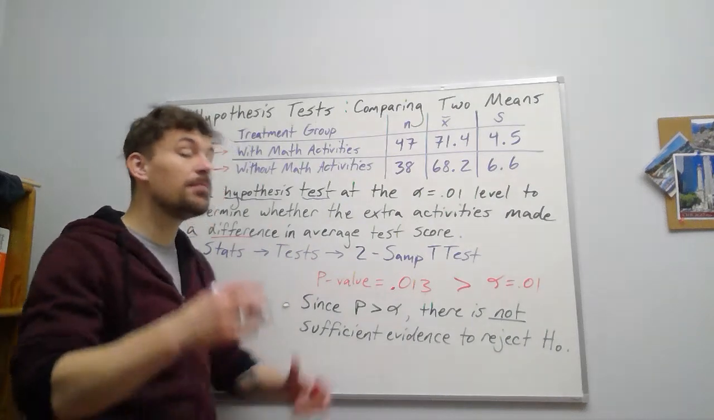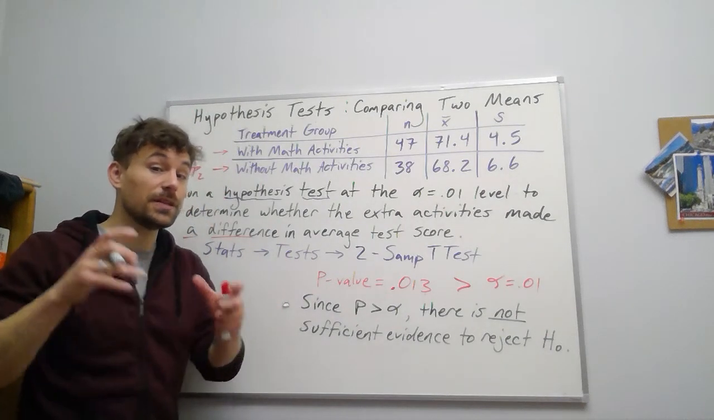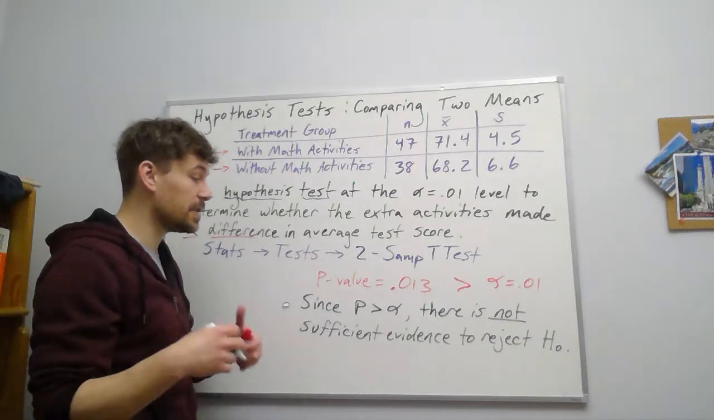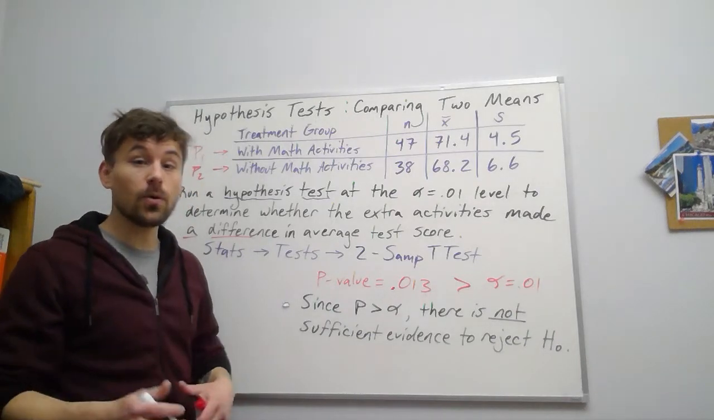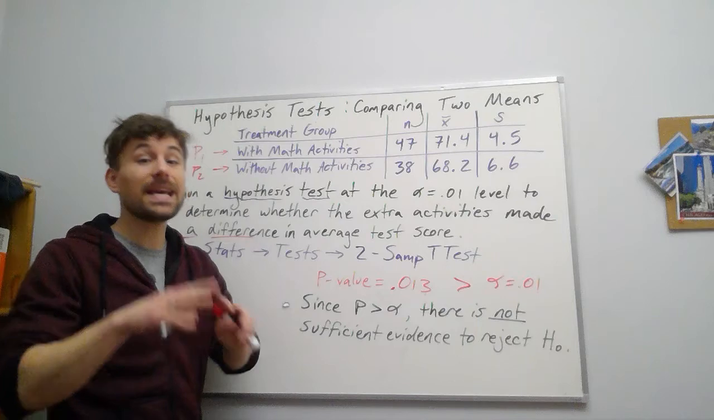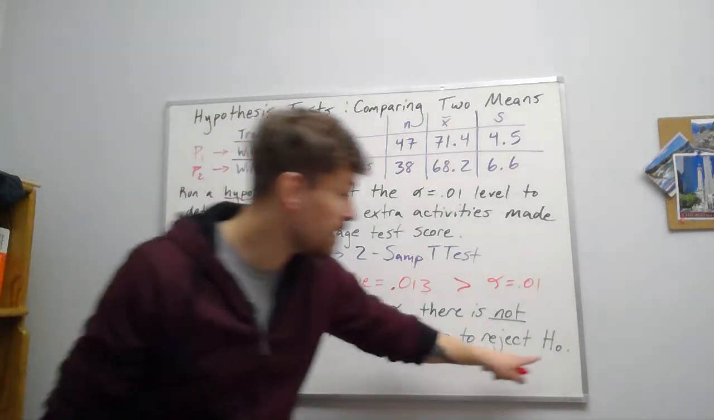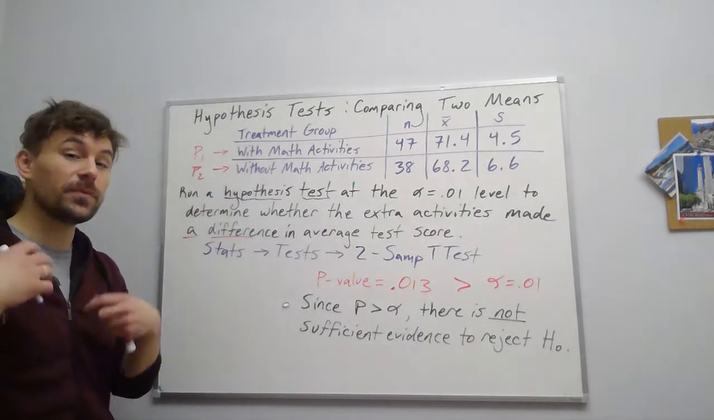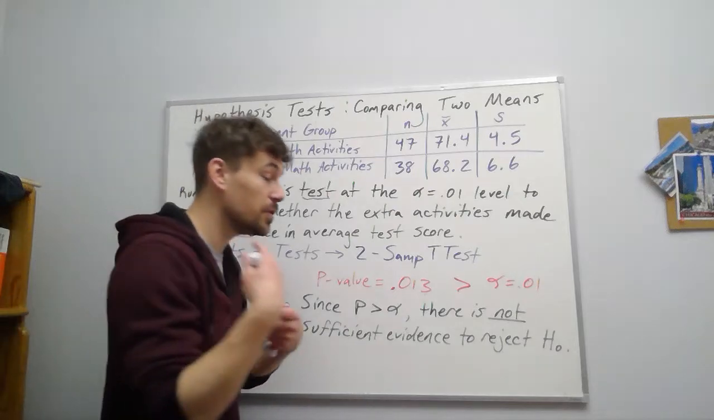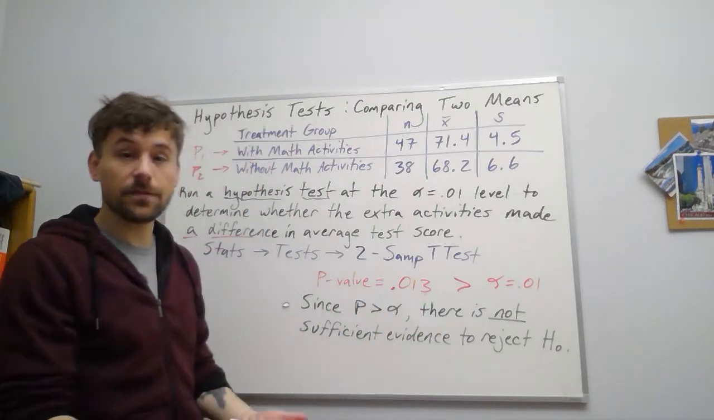Now, remember, we never embrace the null. We never say the null is true. This is just like in a courtroom, we say guilty or not guilty. We never say innocent. So we never say that the null is true. It's just that we didn't come up with enough evidence to reject it, to say that it is false.